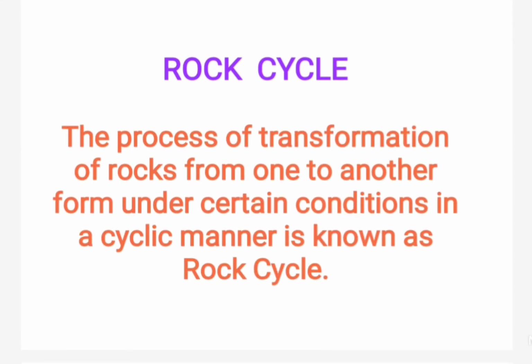The process of transformation of rocks from one form to another under certain conditions in a cyclic manner is known as the rock cycle. You can correlate the rock cycle with the water cycle, as the water of the oceans or other water bodies gets evaporated into the sky and converted into water vapor, and then after cooling down it forms clouds, and then the water in the form of rain comes back to the same ocean floor. That is known as the water cycle. Similarly, in the rock cycle, one type of rock changes into another type in a cyclic process. Let's look at this diagram to understand the cyclic process.